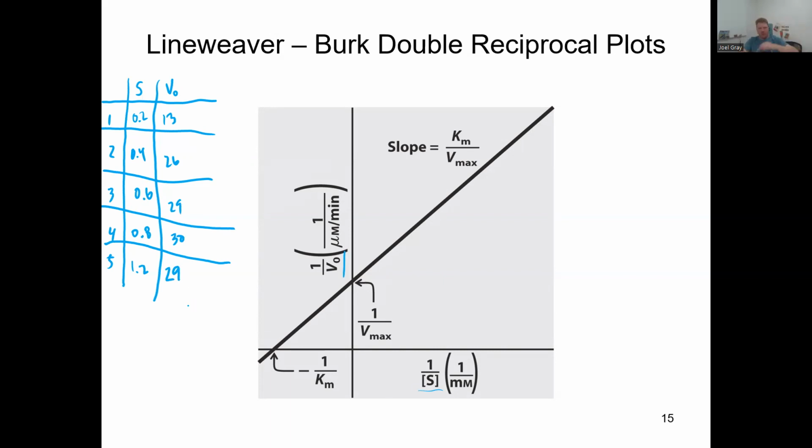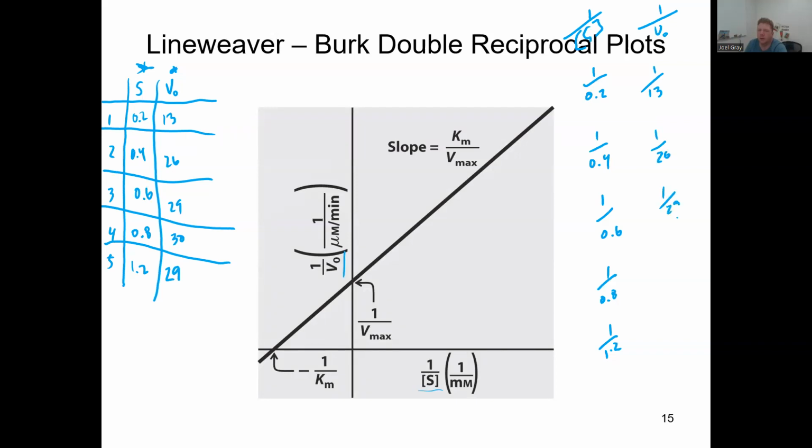In order to make this Lineweaver-Burk double reciprocal plot, all that you're going to do is take this substrate data and this velocity data, and you're going to say 1 over 0.2, 1 over 0.4, 1 over 0.6, 1 over 0.8, and 1 over 1.2. Sorry, this is 1 over substrate concentration. Then we'll make 1 over velocity: 1 over 13, 1 over 26, 1 over 29, 1 over 30, 1 over 29.